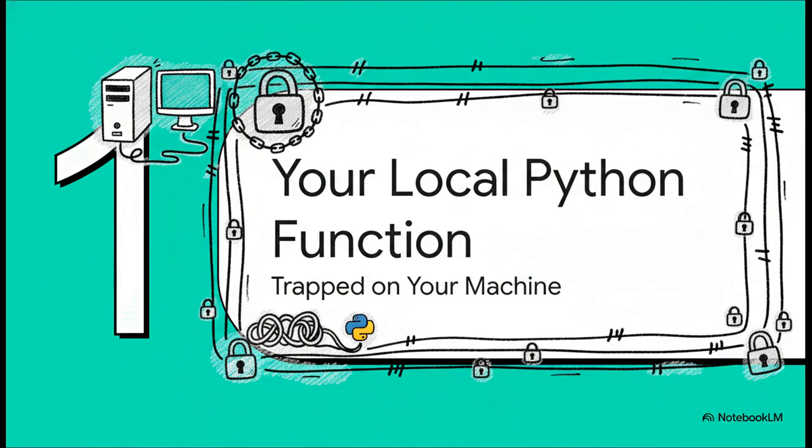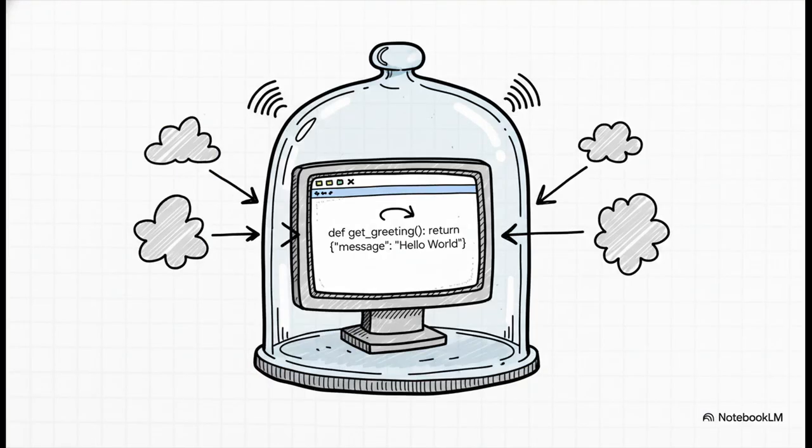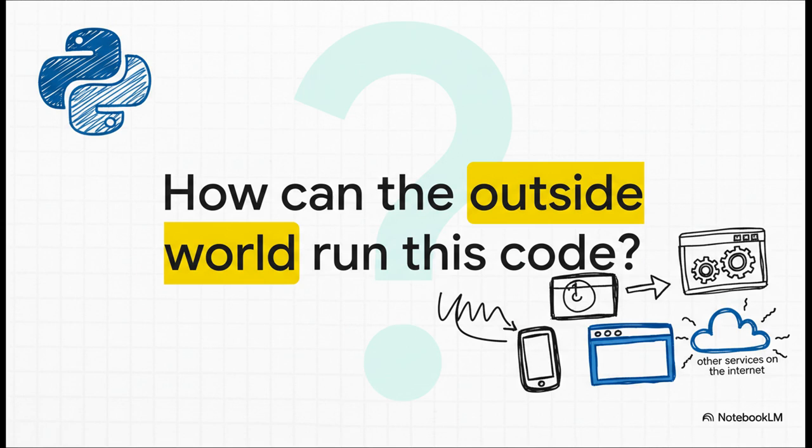Well, it all starts with one simple building block, a plain old Python function. It's just sitting there, on your computer, ready and waiting to do its one little job. And look, this function is perfect if you're on my computer. Any other code in the same file can call it, and sure enough, it gets a nice hello world message back. But that's the problem, right? It's completely isolated from the outside world. It's trapped.